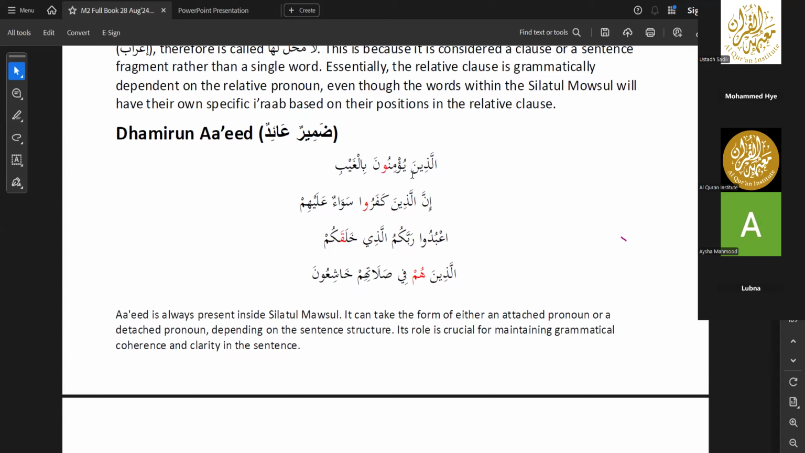Now, if you look at this one, alladhina, is that plural or singular? Plural. Yu'minuna. Plural. Bil ghaib. Alladhina yu'minuna bil ghaib. Those who believe, plural, in the unseen. Inna alladhina kafaru sawa'un alayhim. Again, what's matching? الذين كفروا, plural. Good. سواء عليهم. اعبدوا ربكم الذي خلقكم.